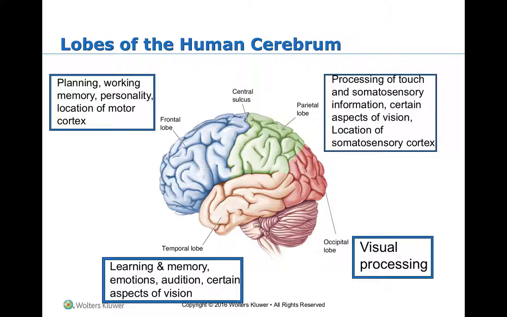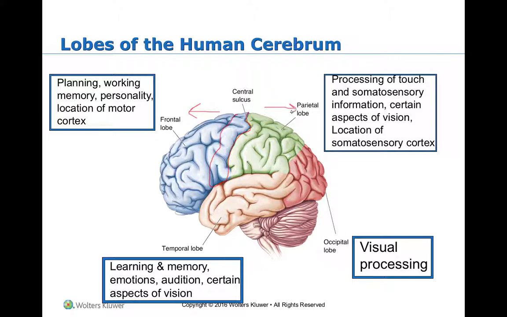The frontal lobe lies anterior to the parietal lobe. This lobe is important for planning, working memory, and personality. The precentral gyrus is also the location of the primary motor cortex, so right here. The central sulcus divides the frontal lobe from the parietal lobe.